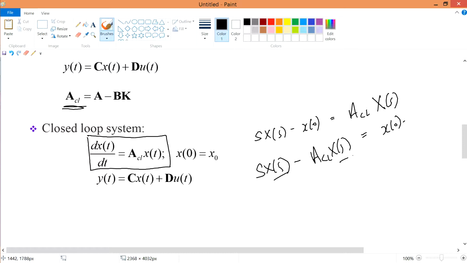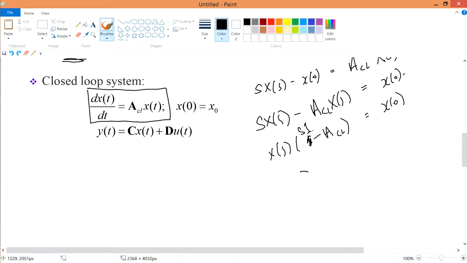Then I factorize out my X(s) over here. We know that we are dealing with multi-variables, so instead of just s itself, it is sI, s times a certain identity matrix. We are going to re-represent X(s) in terms of this, because now this is a matrix. So what we can do is to invert, not invert the determinant, but rather than switch sides. If you switch sides, you'll have (sI minus A_CL) to the power of minus 1. And therefore your X(s) is equal to this thing.